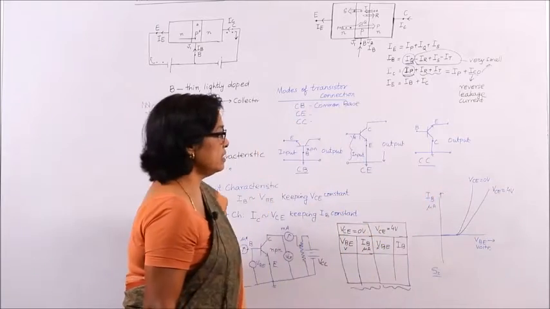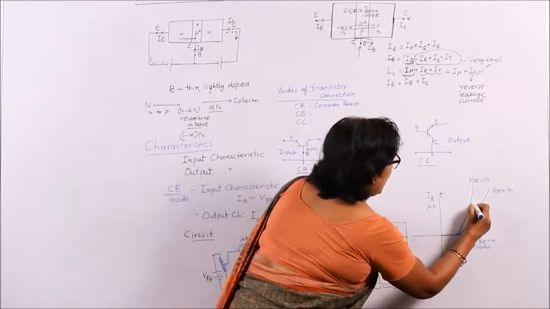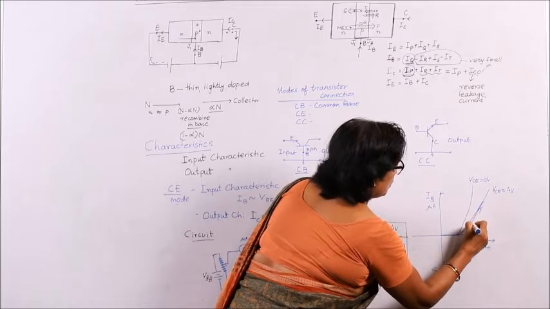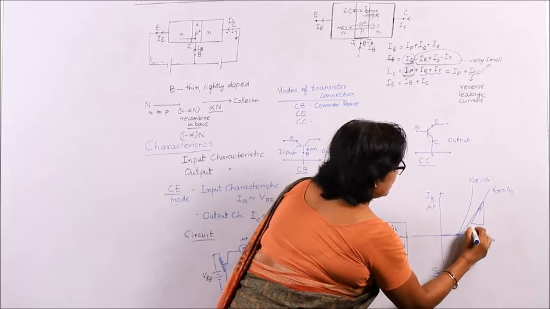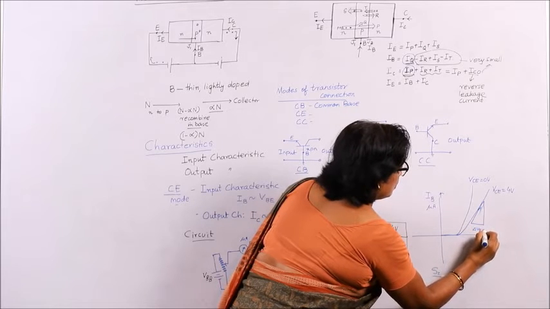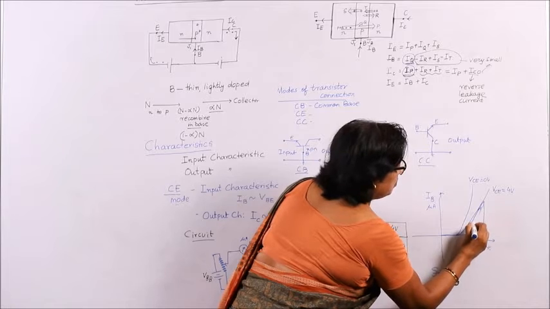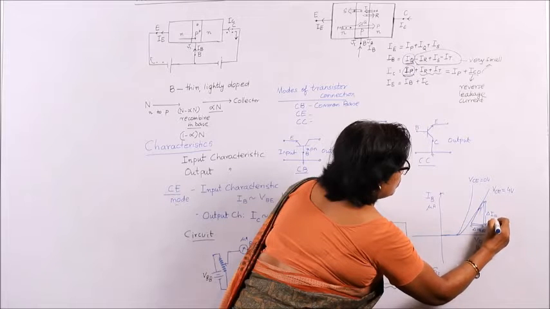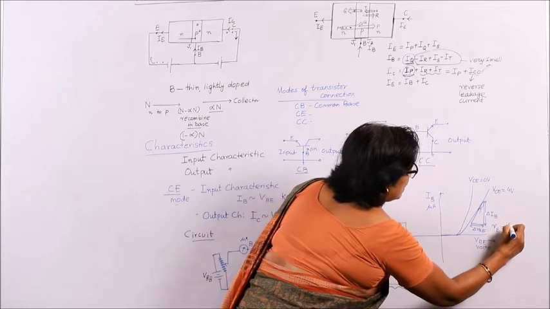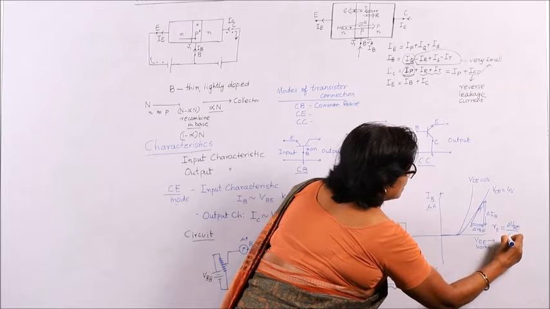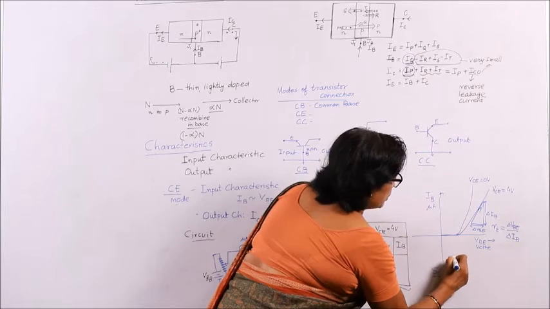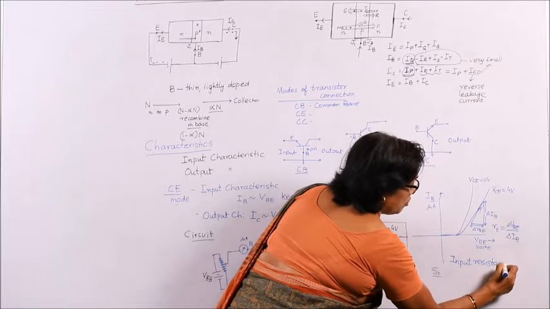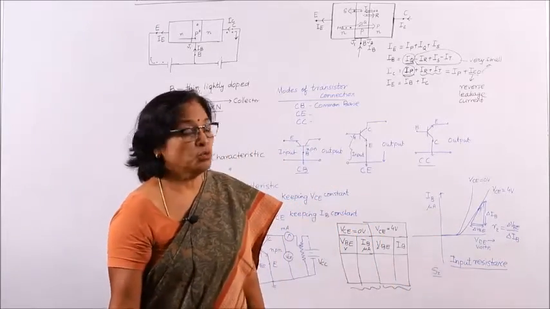This is the input characteristic, and if you take any point, draw a tangent and find out delta VBE from here to here, change in VBE, this is the change in IB. So, this is delta IB. The input resistance is delta VBE by delta IB, input resistance. That means, the resistance of the input circuit in this case will be that value.